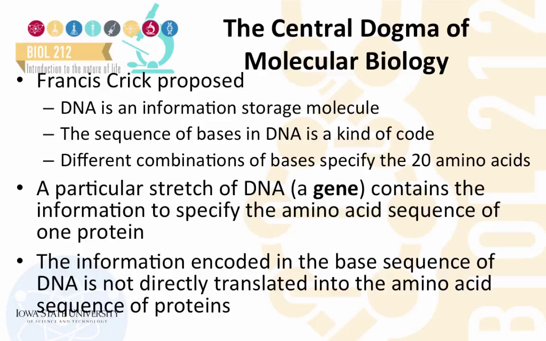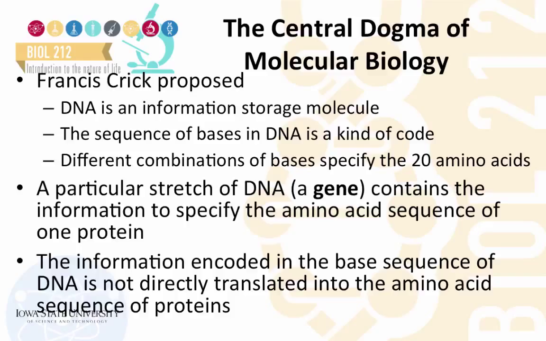What came to be known as the central dogma of molecular biology was first proposed by Francis Crick. He proposed the idea that since DNA is an information storage molecule, the sequence of bases in DNA serve as a kind of code, and different combinations of these bases would specify 20 amino acids that make up proteins. He also went on to propose that a particular stretch of DNA, a gene, contains the information to specify the amino acid sequence of one protein.